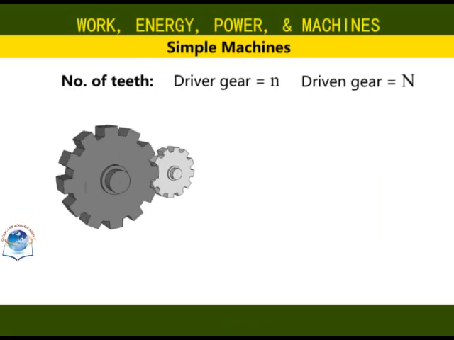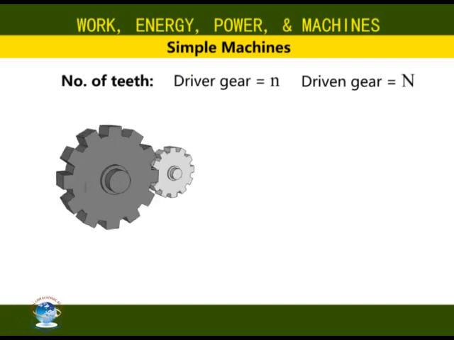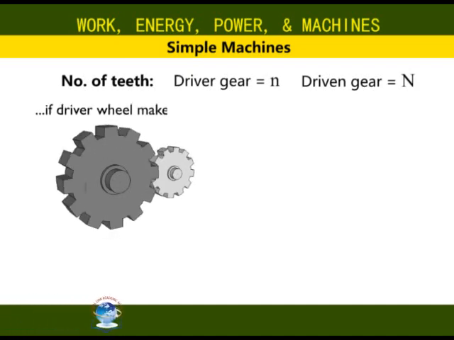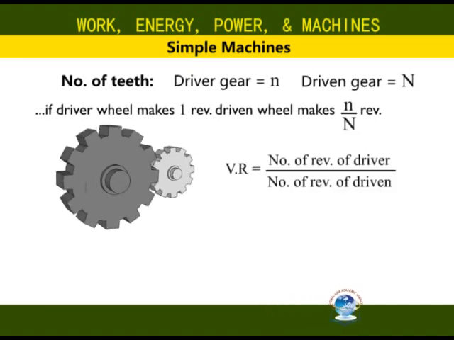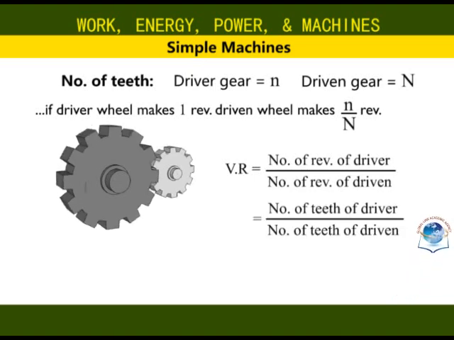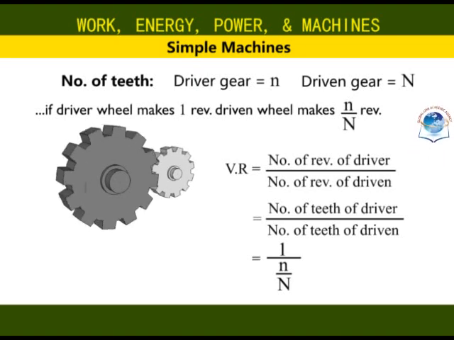In a gear system, if the driver wheel has n teeth and the driven wheel has N capital teeth, when the driver wheel makes one revolution, the driven wheel makes n over N capital revolutions. Velocity ratio is equal to the number of revolutions of the driver wheel over the number of revolutions of the driven wheel. This is equal to the number of teeth of the driver wheel over the number of teeth of the driven wheel. This gives 1 divided by n over N capital, giving us N capital over n small.